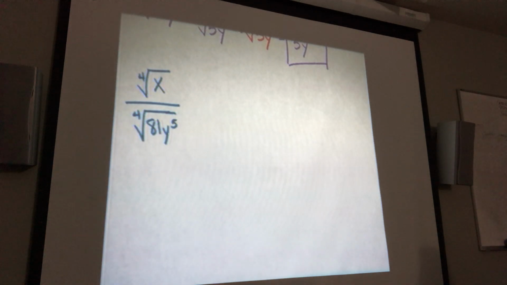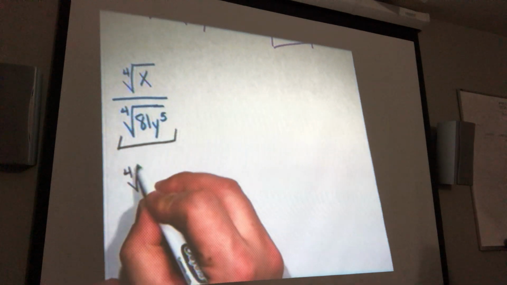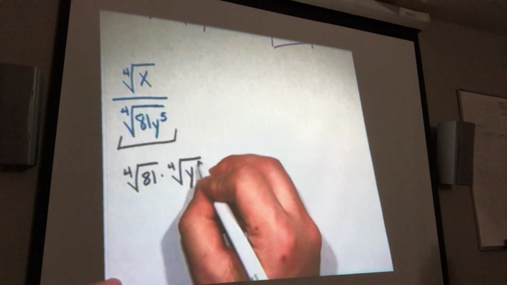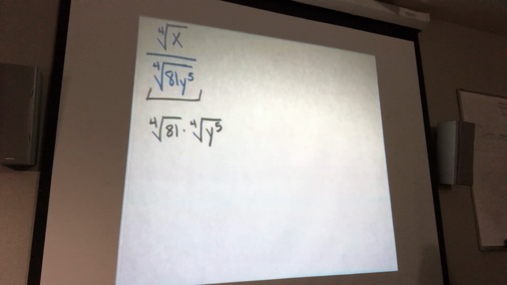Let's leave the numerator alone. Let's focus just on this denominator. Fourth root of 81 times the fourth root of y to the fifth. Is there a fourth root of 81? Is that just a number? Is there a number raised to the fourth power? 3 times 3 times 3 times 3. Yeah, the fourth root of 81 is 3.